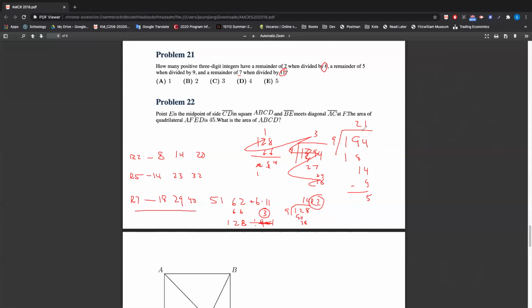There's our 5. Everything works out, right? So 194 is our first 3-digit number. That works. We've already tried the other 3-digit numbers before, and we've seen that none of them are going to work. So to find the next one, we basically can do the same thing that we used to find this first one. Instead of adding 11 times 6, we'll add 11 times 6 times 9.